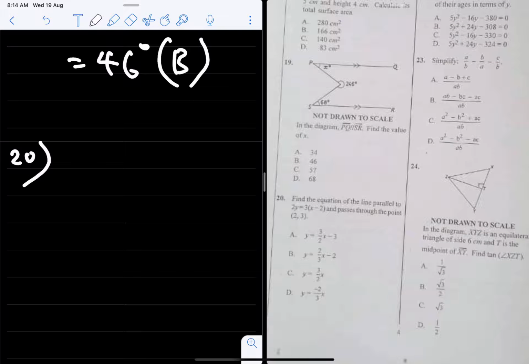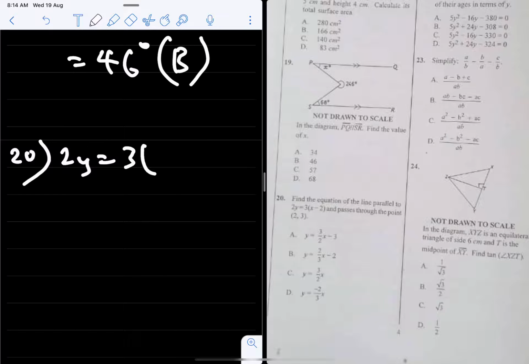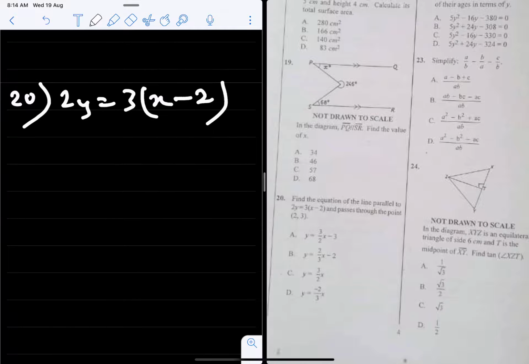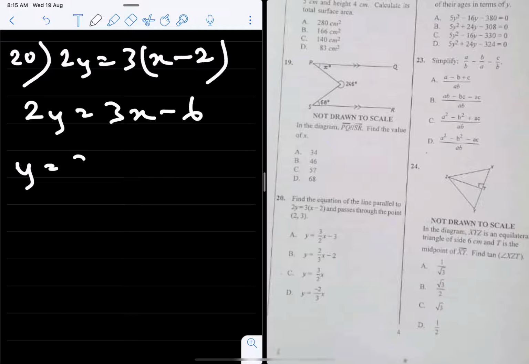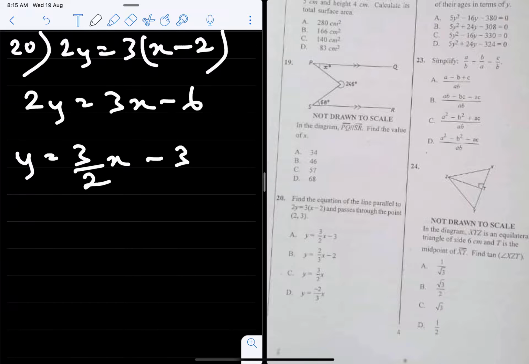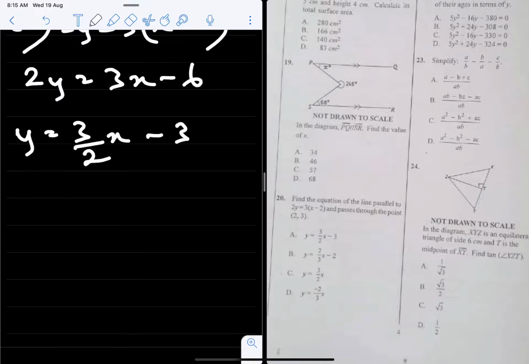It says, find the equation of a line which is parallel to 2y equals 3 times x minus 2 and passes through the point (2, 3). Oh, that's simple. 2y equals 3 times x minus 2 simply means 2y equals 3x minus 6, which means y equals 3 over 2 x minus 3 when you divide through by 2. That means the gradient of this line is 3 over 2.